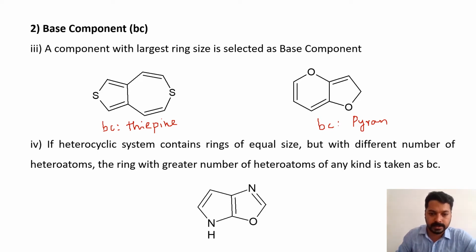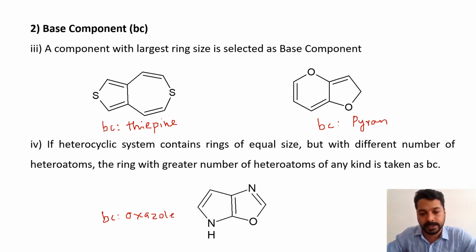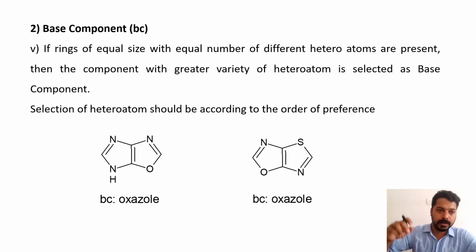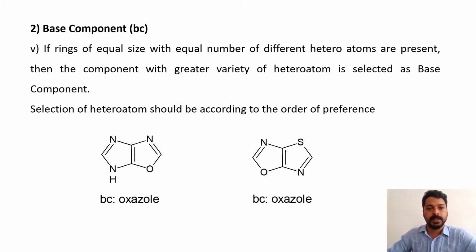So here you can see there is a combination of pyrrole and oxazole, 1,3-oxazole. So the base component will be oxazole, because 1,3-oxazole contains two heteroatoms, oxygen and nitrogen, whereas pyrrole contains only one heteroatom, that is nitrogen. So the ring containing greater variety of heteroatom will be preferred as the base component.